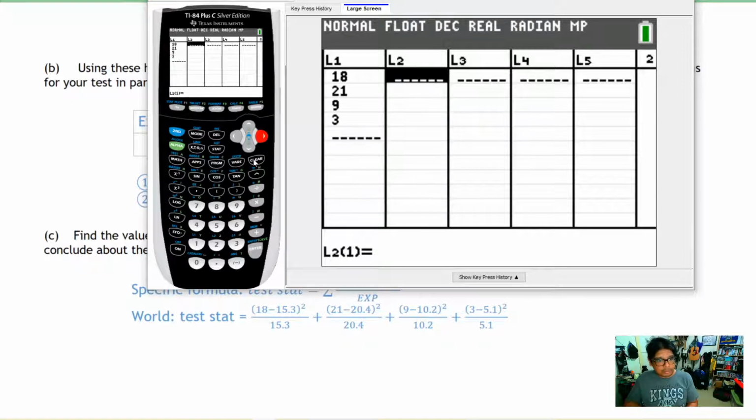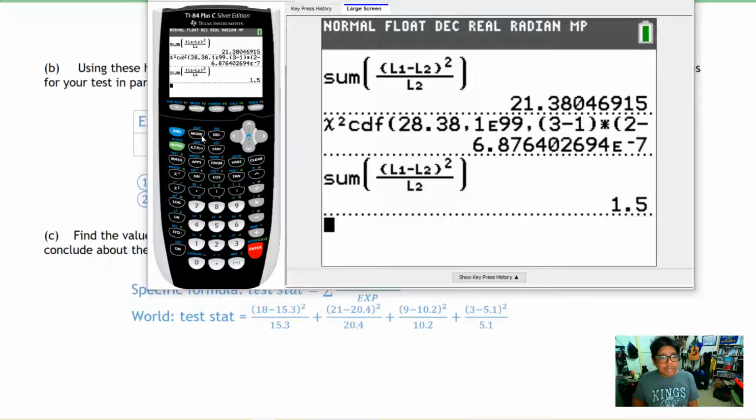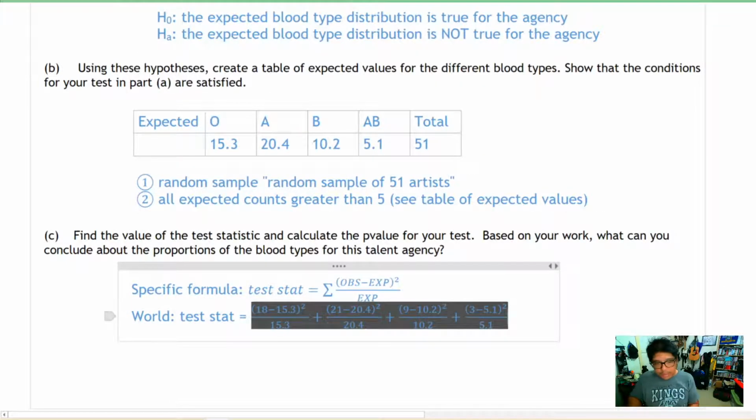Expected: 15.3, 20.4, 10.2, and 5.1. And then at the home screen, we're going to do that exact same thing. I'm not even going to bother typing that out again. I'm just going to copy and paste that because it's the exact same thing. So the sum of observed minus expected squared over expected gives me 1.5. Okay, so my test statistic is equal to 1.5.